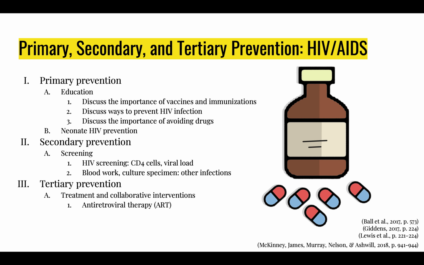As discussed before, individuals with HIV and AIDS are more susceptible to other infections due to an ineffective immune response. For such reason, along with regular assessments, it is important to perform blood work and culture specimens to rule out or detect infections. As for tertiary prevention, that consists of treatment and collaborative interventions when the disease is already contracted.